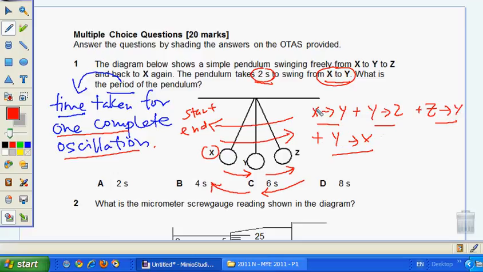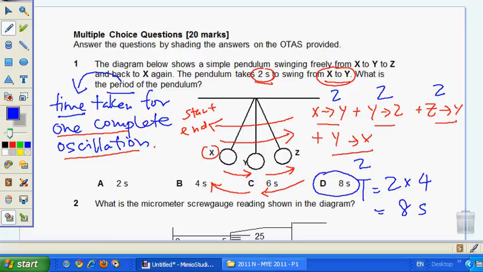In this case, X to Y is only 2 seconds. So we fill the blanks now. This is 2 seconds, and Y to Z is another 2 seconds, because it's one quarter. Z to Y is another 2 seconds, and Y back to X is another 2 seconds. So actually my period is 2 times 4. Period is represented by the symbol T. So it's 2 seconds and 4 parts, so it's 8 seconds. My answer for question 1 is D.